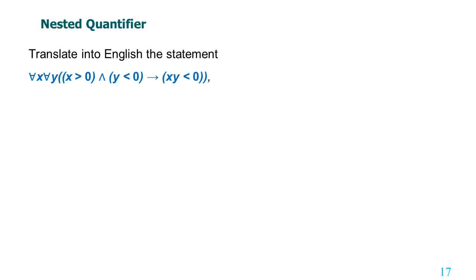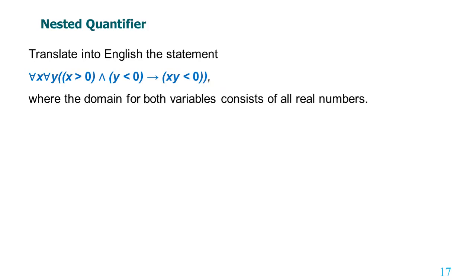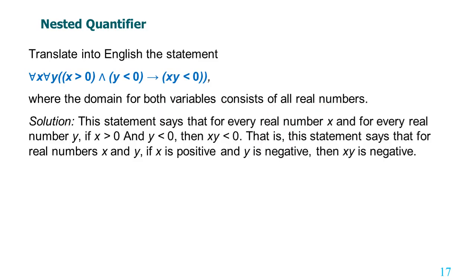Translate into an English sentence. Suppose that this is a given statement: for all x, for all y, x is greater than 0 and y is less than 0 implies xy is less than 0. What is the meaning of the statement? Here the domain for both variables consists of all real numbers. The solution is, the statement says that for every real number x and for every real number y, if x is greater than 0 and y is less than 0, then xy is less than 0.